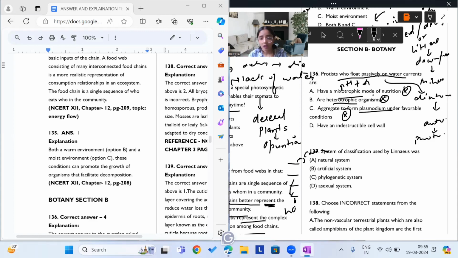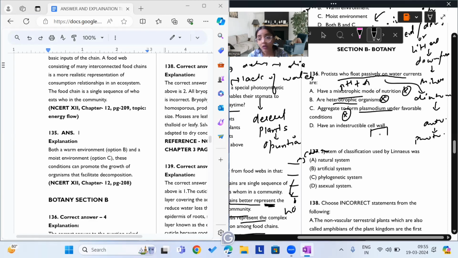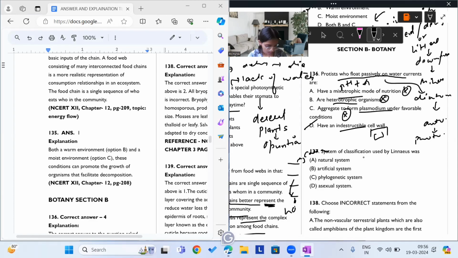Okay, wrong. Now, they have indestructible cell wall. Yes, correct. They have a cell wall made up of silica, which appears like a soap box, and it is indestructible because it is made up of silica. Yes, it is a correct statement.